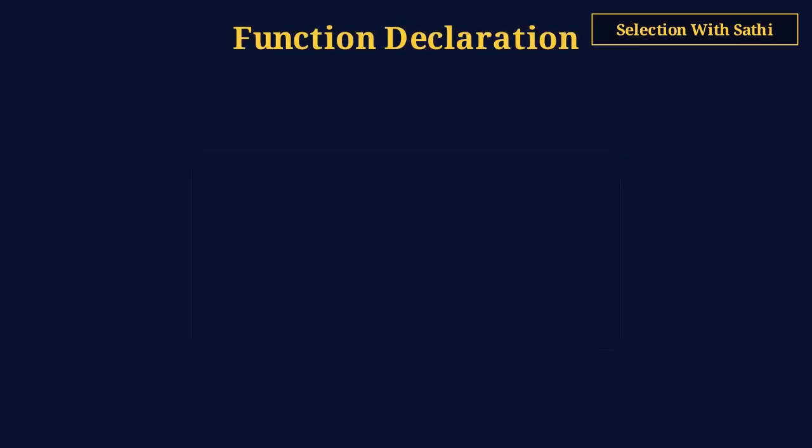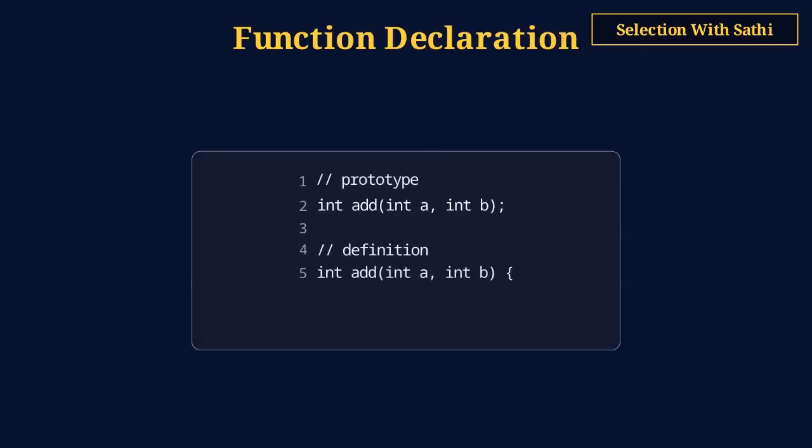Fourth concept: functions in C. A function declaration has a return type, a name, and parameters in parentheses. For example, int add(int a, int b). The return type specifies what the function gives back. Void means it returns nothing.